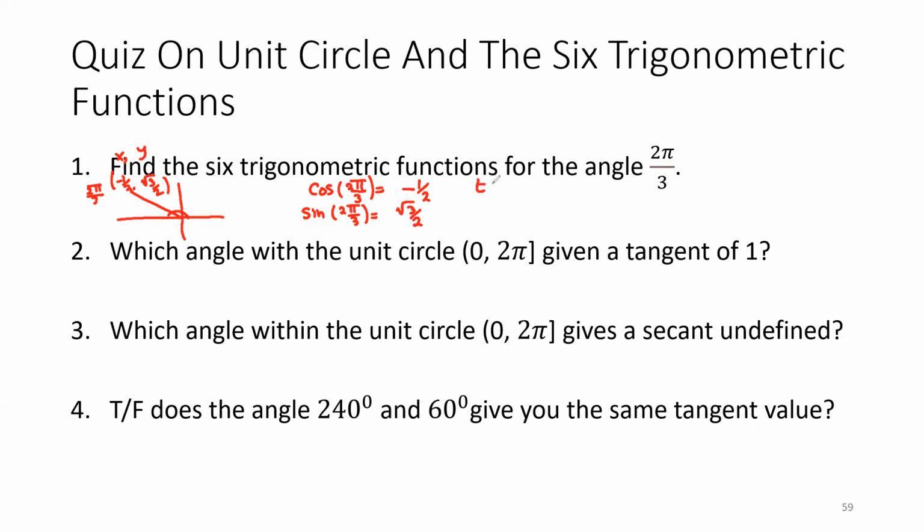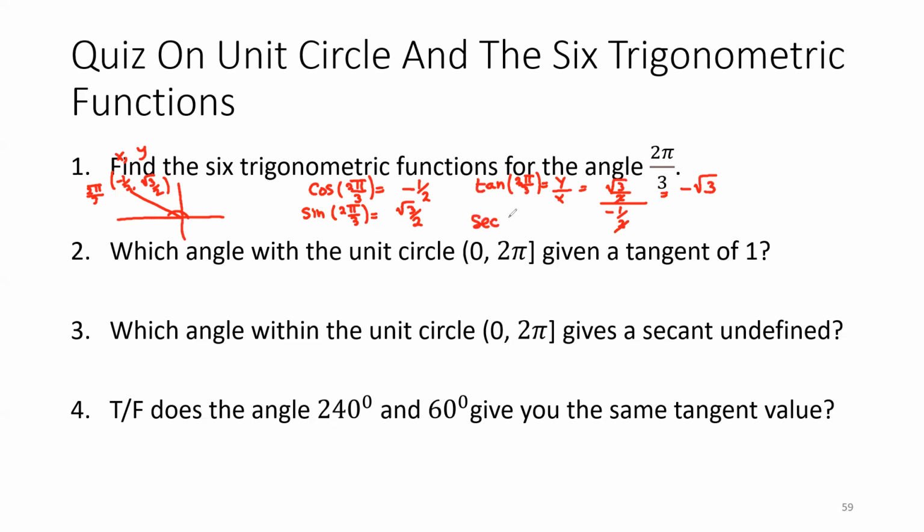And then tangent of 2 pi over 3 is basically y over x. So our y coordinate is radical 3/2 over our x coordinate, which is -1/2. This is a complex fraction, so the halves cancel, and you're just left with negative radical 3. Okay.